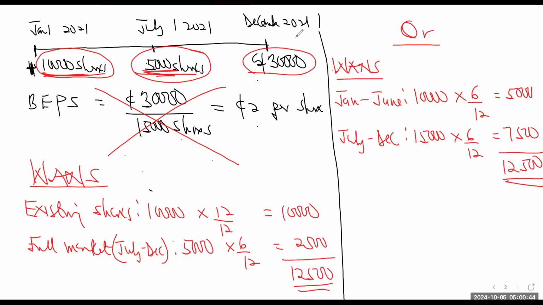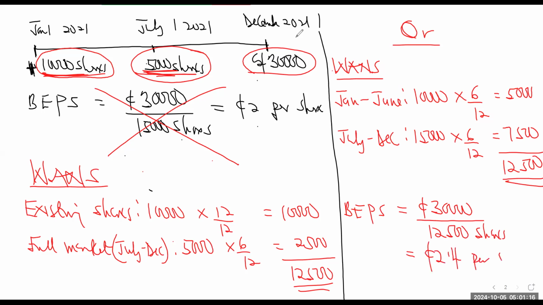So our basic earnings per share now will be 30,000 divided by the 12,500 shares. What will be the answer now? $2.4. That will be 2.4 Ghana cedis per share. So this is what we call the full market issue.